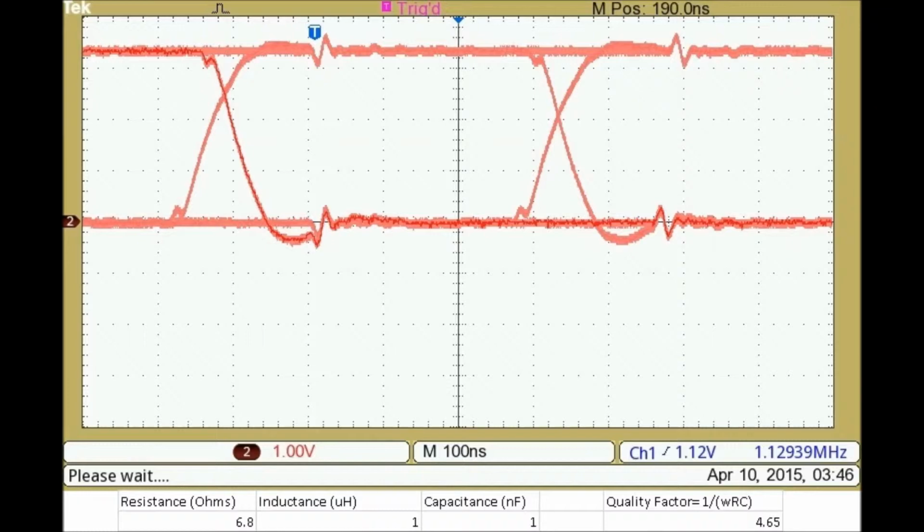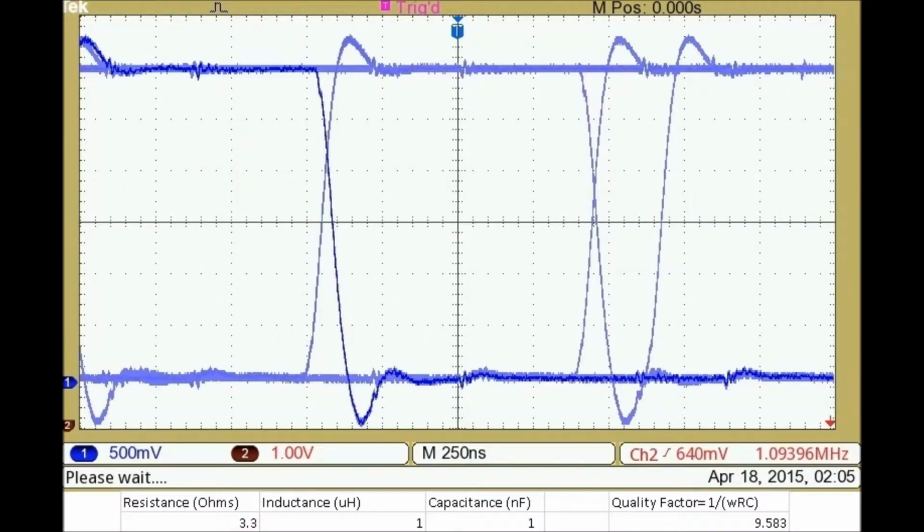The first circuit examined has the following parasitics: 6.8 ohms, 1 microhenry, and 1 nanofarad. The quality factor is one of the largest ones recorded at 4.65. Due to the low inductance, there is not much overshoot. The second circuit has parasitics of 3.3 ohms, 1 microhenry, and 1 nanofarad. The resistance was halved, being the only thing to change from the previous circuit. Notice that it looks approximately the same, considering the voltage scale is half of what it was, but now the quality factor has doubled to 9.6.